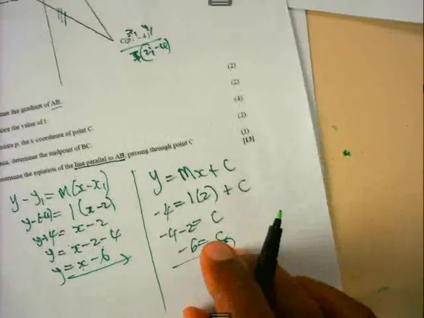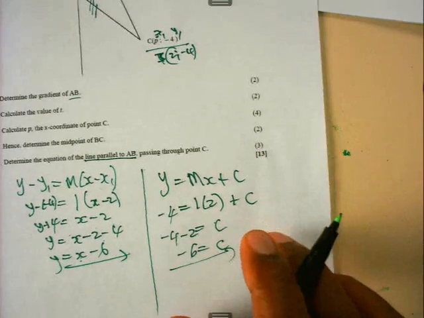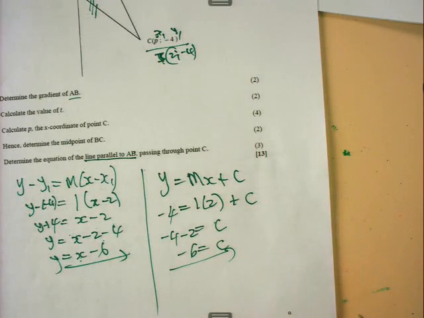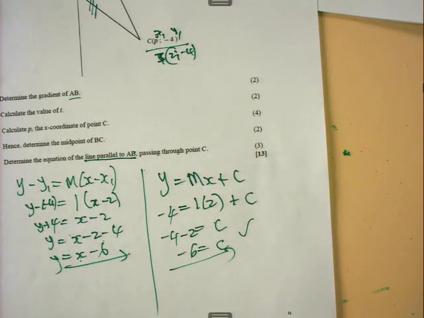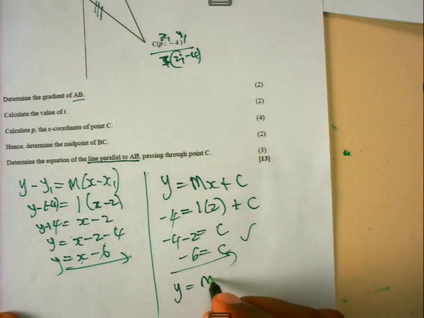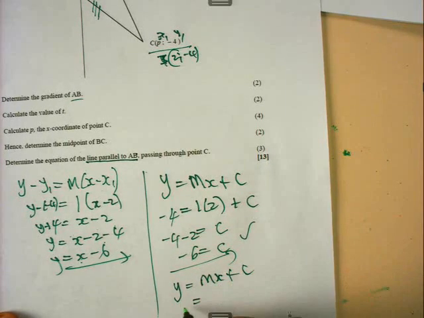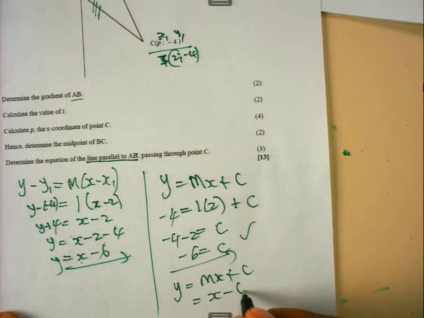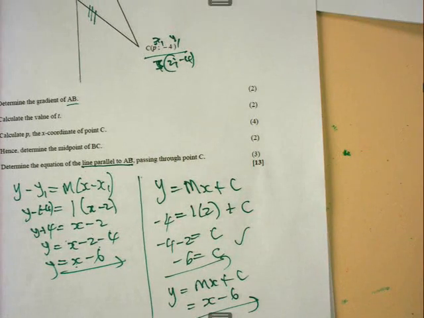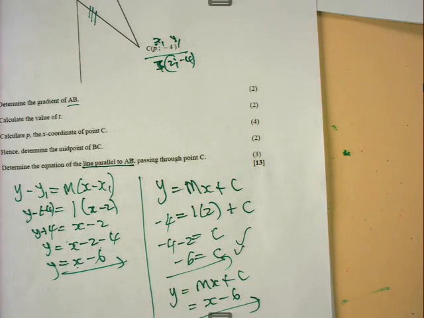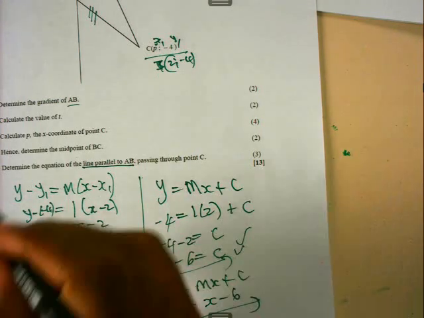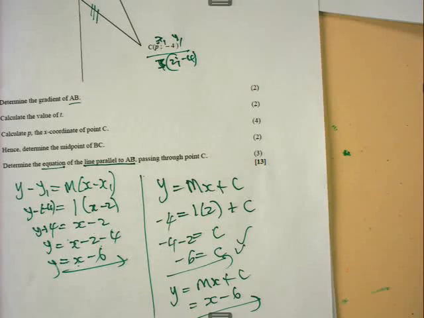Now, why do I avoid this one most of the time? Because you'll find that most of your colleagues, once they are here, think they are at the final answer. No. From here, you still have to write it in the standard form, where you have y is equal to x minus 6. Please don't leave it here where c is minus 6. The question said determine the equation of a line parallel to AB. The equation is y equal to something or x equal to something.